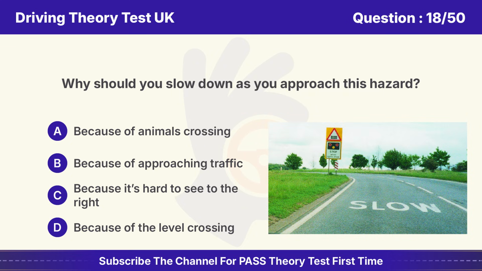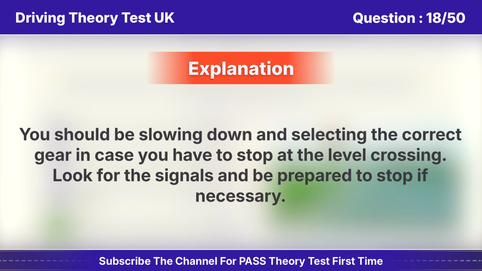Question 18. Why should you slow down as you approach this hazard? Answer is D. Because of the level crossing. You should be slowing down and selecting the correct gear in case you have to stop at the level crossing. Look for the signals and be prepared to stop if necessary.